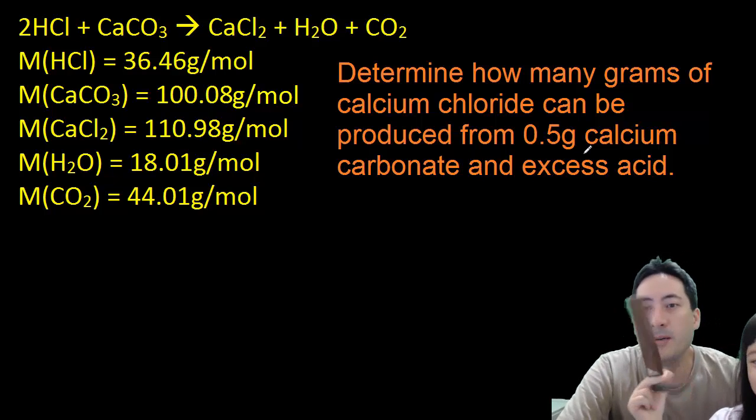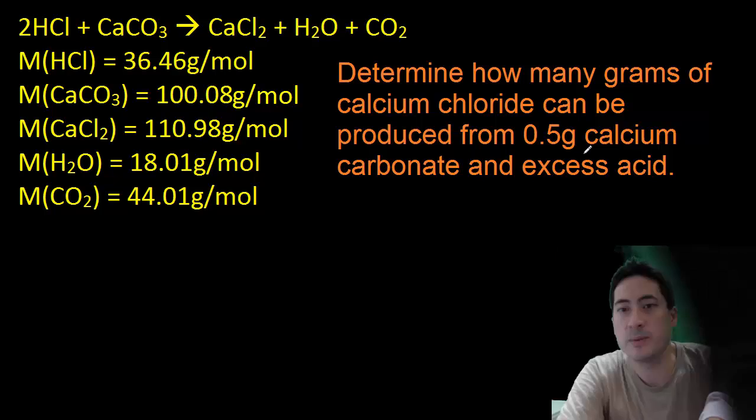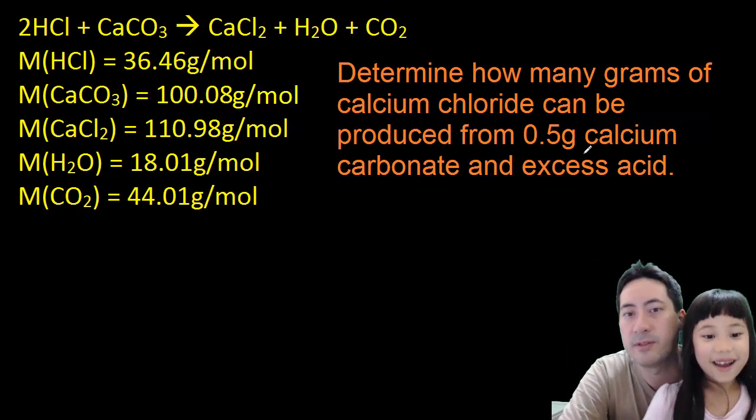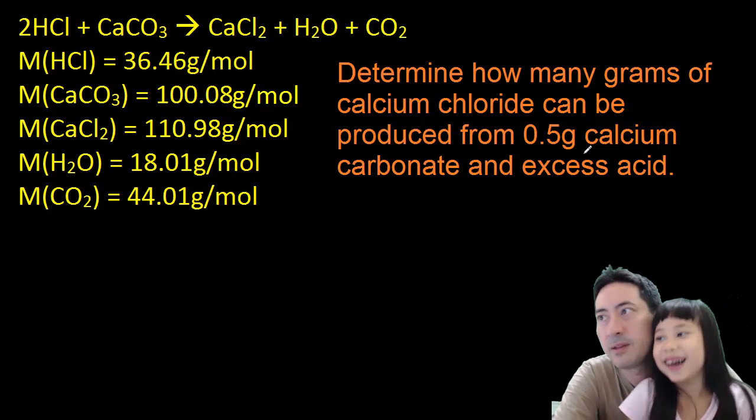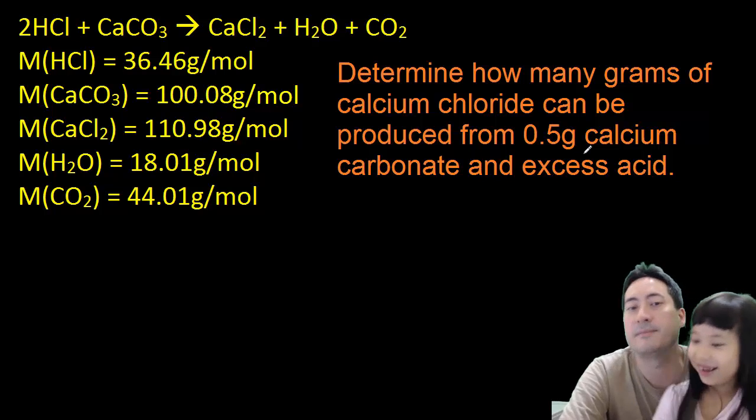Okay, determine how many grams of calcium chloride can be produced from 0.5 grams of calcium carbonate with excess acid.